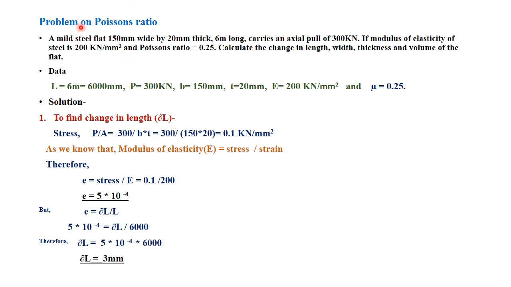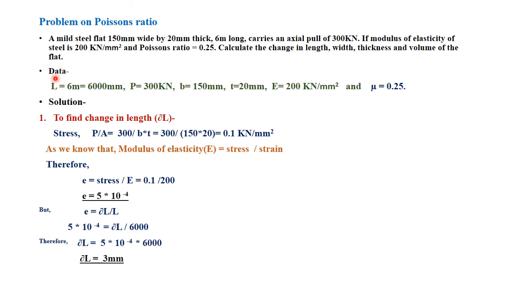Now we see a problem on Poisson's ratio. A mild steel flat 150 mm wide by 20 mm thick and 6 meters long carries an axial pull of 300 kilonewton. If the modulus of elasticity of steel is 200 kilonewton per mm square and Poisson's ratio is 0.25, calculate the change in length, change in width, change in thickness and volume of the flat.